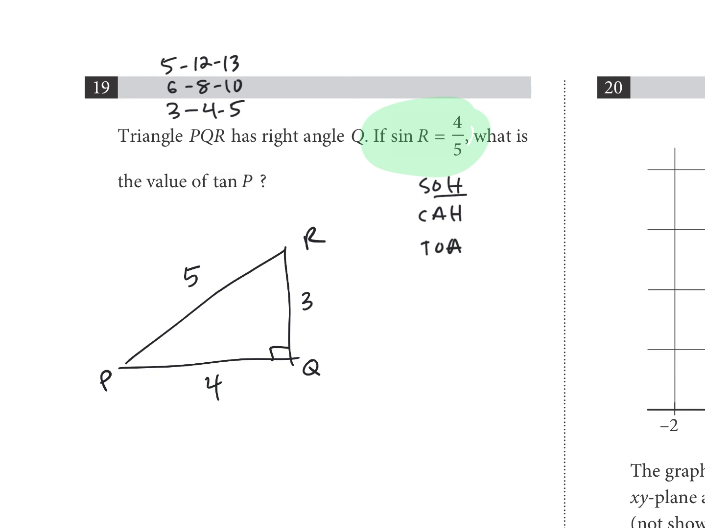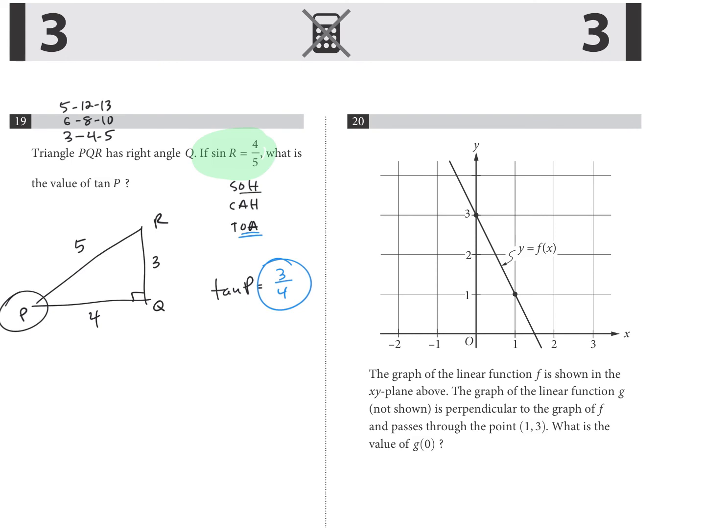Anyway, sine being opposite over hypotenuse is 4/5, and we found the missing side. Another question is, what is the tan of P? So P is right here. The tan is the opposite over adjacent. So that's 3/4.